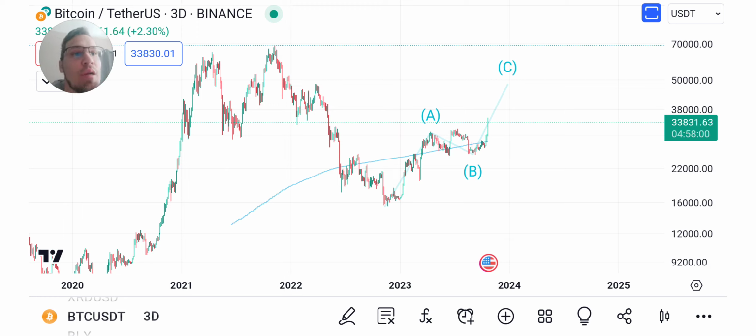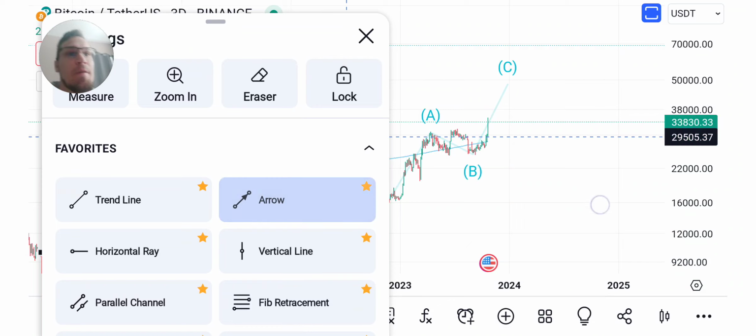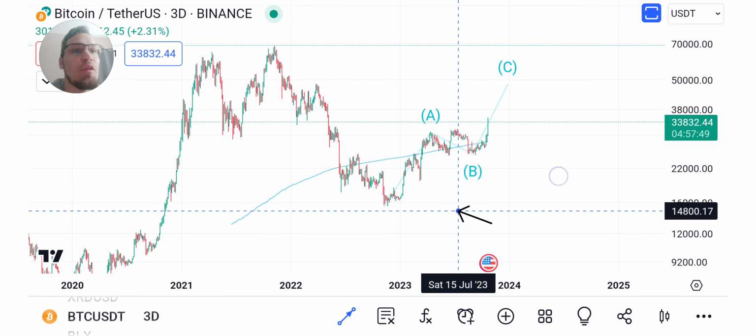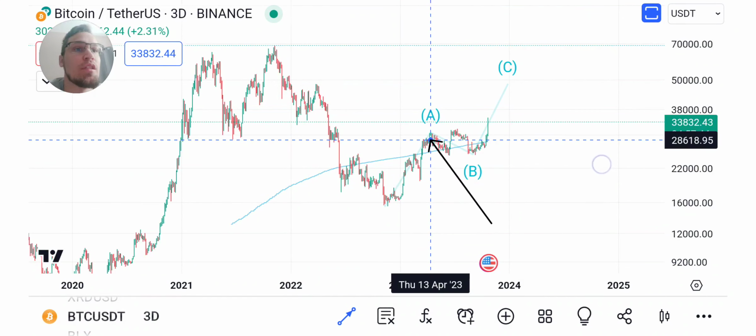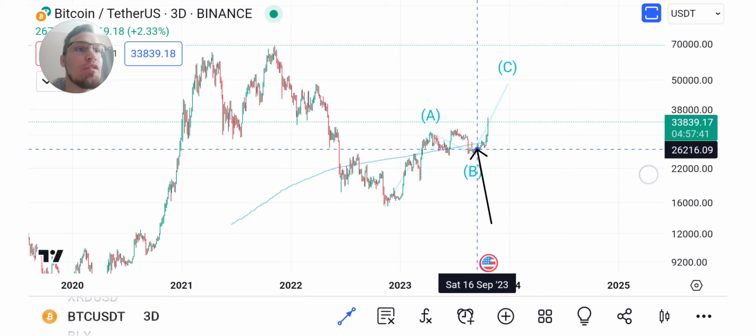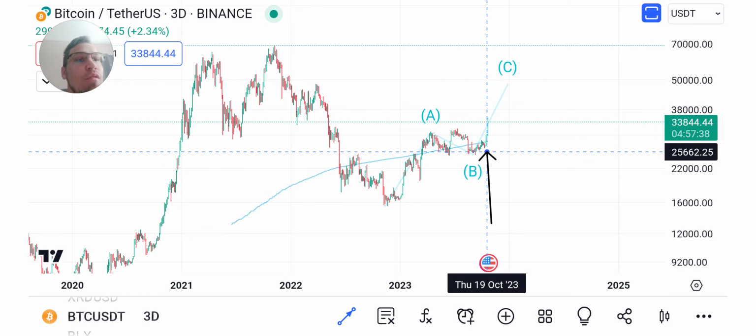Remember, this is the 3-day chart I'm looking at. We can easily pull back for 2 months, right? We consolidate for 2 months. I mean, just look at this right here. When we were going up, it corrected for, what was this, April all the way to October. So April, May, June, July, August, September, October. That's 6 months. It corrected for 6 months. Now that was the B wave, right? So we're in the C wave. C waves are more impulsive. B waves are obviously corrections.